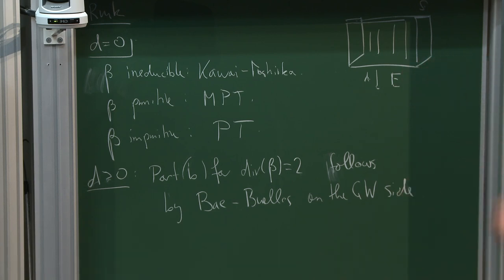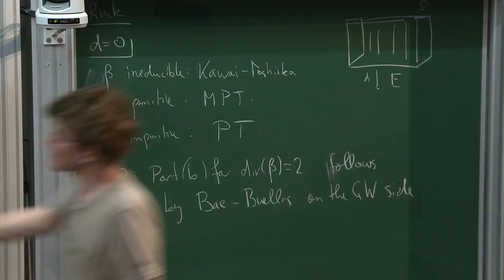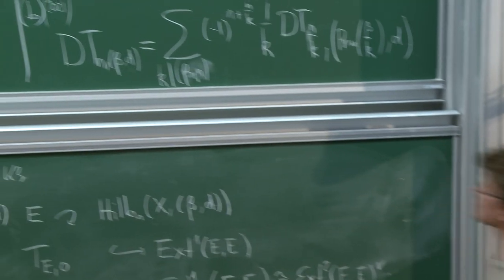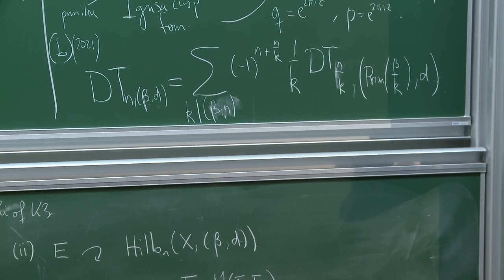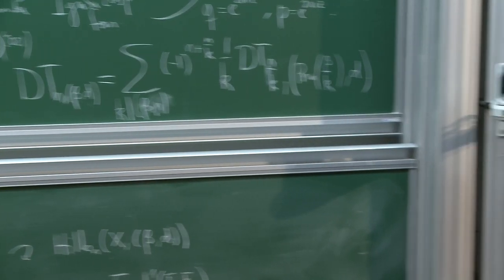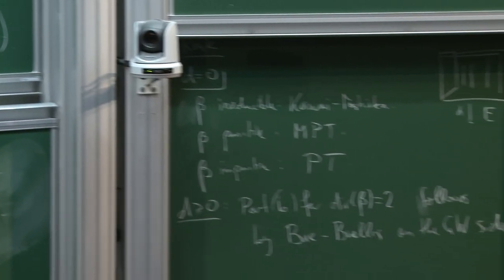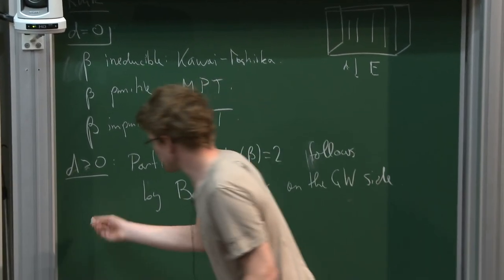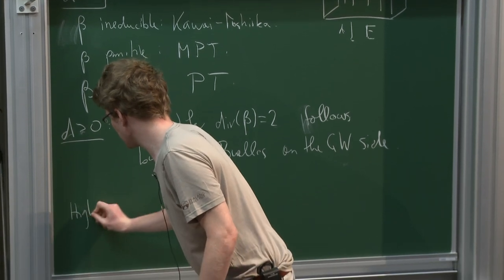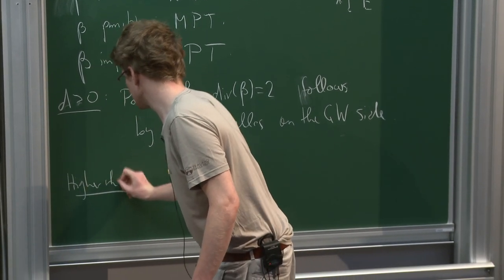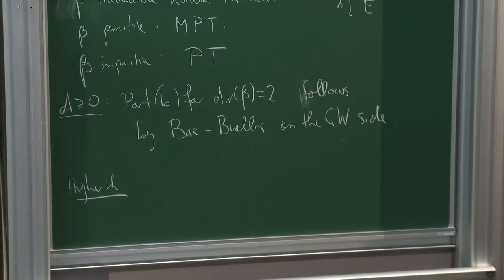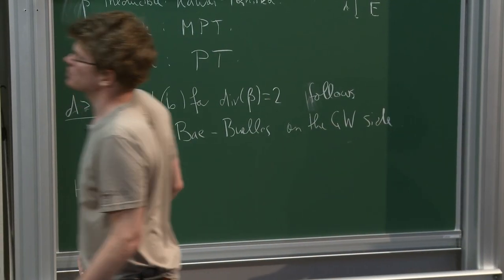So for imprimitive beta, we unfortunately don't know the Gromov-MPT correspondence yet for the space, but on the Gromov-Witten side, you can independently prove this. And so then the final thing is the higher rank. You can ask for the higher rank, and this is still work in progress, but I think this also can be done eventually.